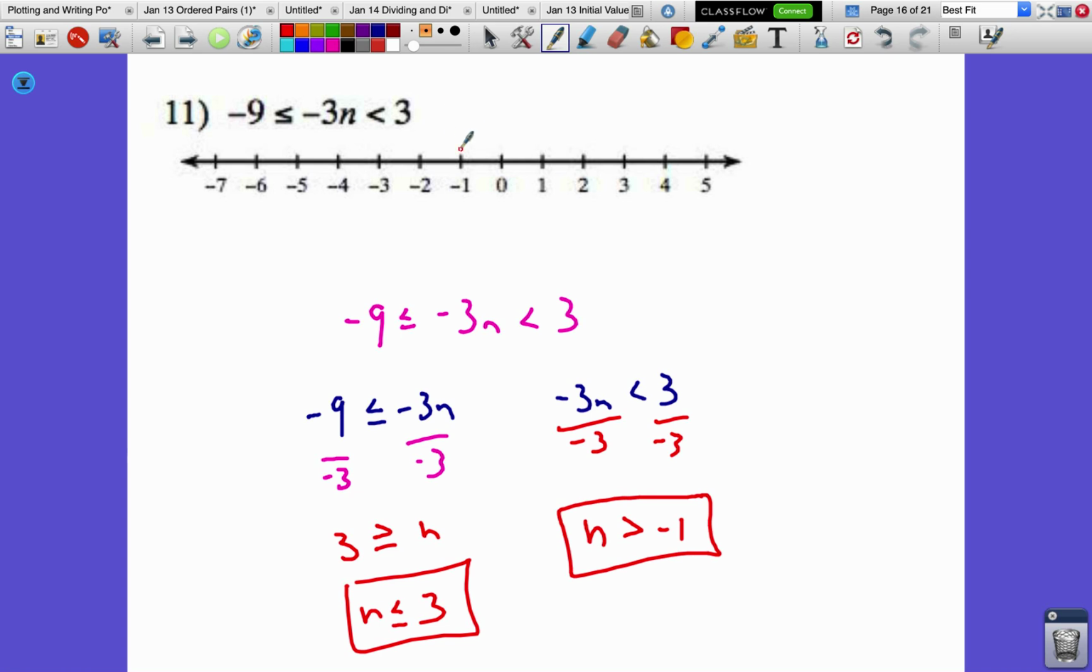Now when I go to graph this, I'll graph them separately. So closed dot at 3, arrow going to the left. But I'll do a very short arrow and I won't finish it until I've done this one. So open dot at 1, arrow going to the right. And we see these two arrows will actually meet up and form a line segment.